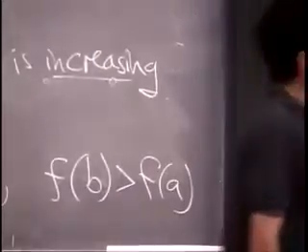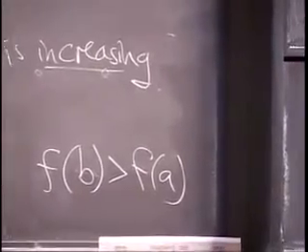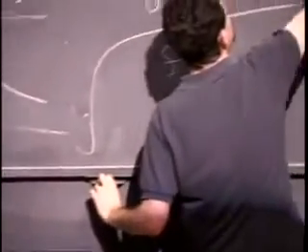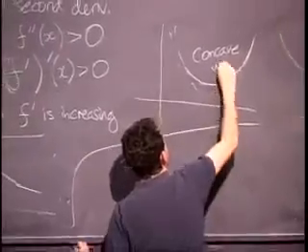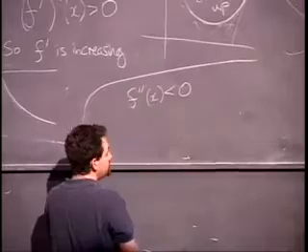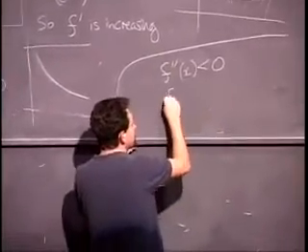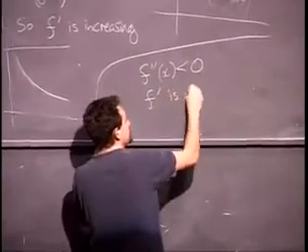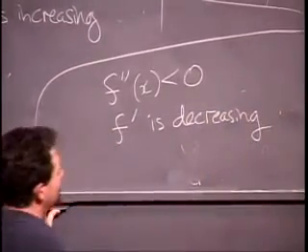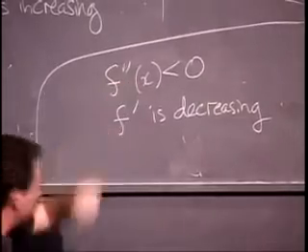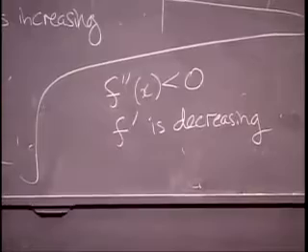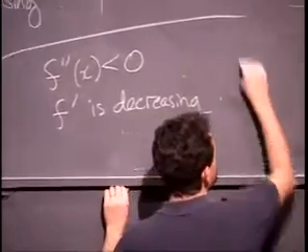Now, I should tell you what happens if, on the other hand, f double prime, so let me just mark this as concave up, what about f double prime negative? What does that mean? Well, that means that the derivative is decreasing, because the derivative of the derivative is negative. So the derivative itself is decreasing. It's exactly the same as what we said over there. And that looks like this.